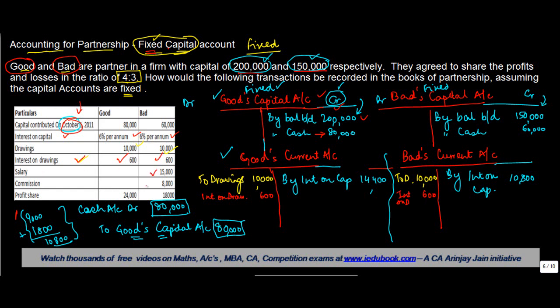Salary 15,000 for Bad. Salary is an income, right? From the perspective of the partner. So for an income, ideally his account balance should be increased. So what's the entry that a firm makes? The firm makes an entry, salary account debit to the partner. So the partner's account is credited. Because this is a fixed capital, so we pass it on the credit side of the current account. By salary. How much? 15,000. There's a commission of 8,000, so we write by commission 8,000.